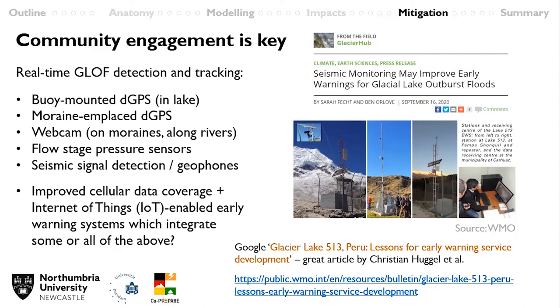We're also seeing that there's improved cellular data coverage, especially in high mountain areas. That was previously a barrier, and in many cases, I imagine still is a barrier to uptake of these kind of technologies, but it seems to be improving. And so the data feed from high mountain areas, the sources of these potential GLOFs, down to communities is probably going to get better as time progresses. Other things include flow stage pressure sensors to look at sudden rise in river levels and trigger alerts using that kind of information, and also seismic or signal detections or geophones.